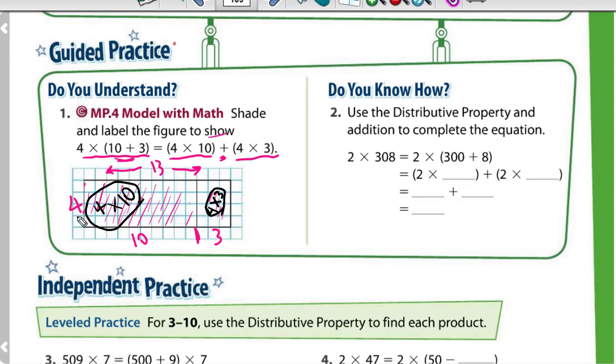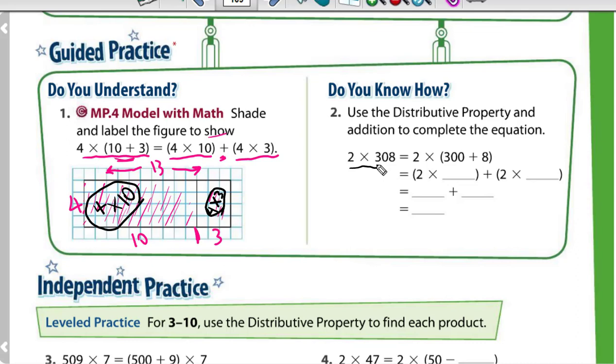So now we have 4 times 13. We divide it into two parts. The first part is 4 times 10, and the second part is 4 times 3. Okay? I will solve this with one of my heroes, so I will pick one of my heroes to help.